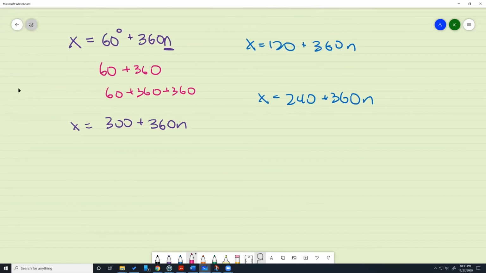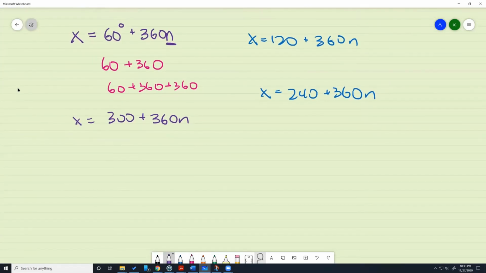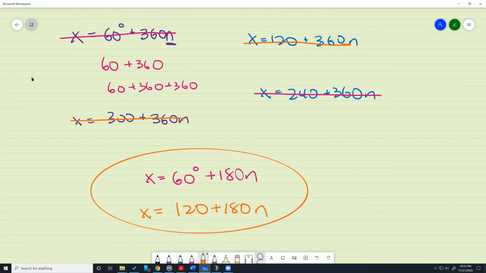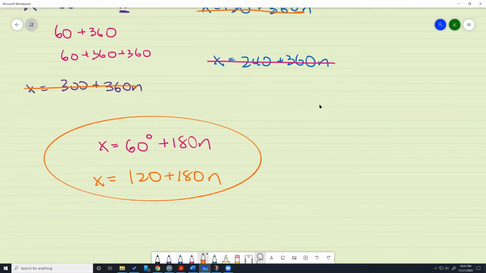So we can shrink this down. For this one and this one, you can write it as this. And for these other two, in orange, you can shrink it down to that. And so technically you only have 2 solutions and not 4.